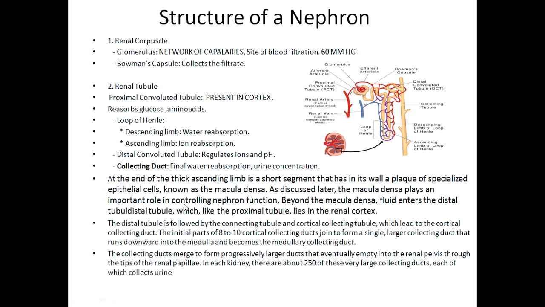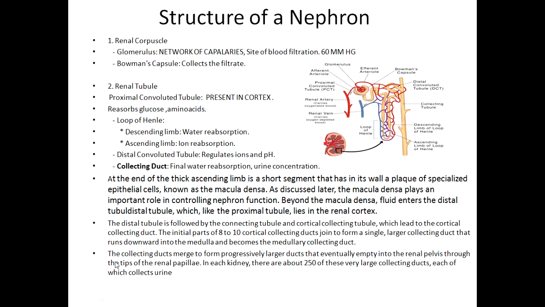Understand? Here you see, this is the thick ascending loop. Here the wall is very thick, and this part here you can see is called the macula densa. I will explain again about the presence of the macula densa.